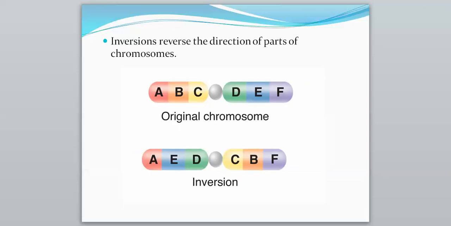Our next type is an inversion. An inversion simply reverses the direction of parts of chromosomes. So again, going back to our example, our original chromosome is A, B, C, D, E, F, and then when our inversion occurs, now our order is A, E, D, C, B, F. Completely different order. All the same pieces are there. We're not missing any pieces. Now they're just in a different order, and that's what it means to invert something, almost like flipping it to change the order a little bit, and that's what happens in an inversion in a chromosomal mutation. So it's just the direction of parts of our chromosomes have been reversed.